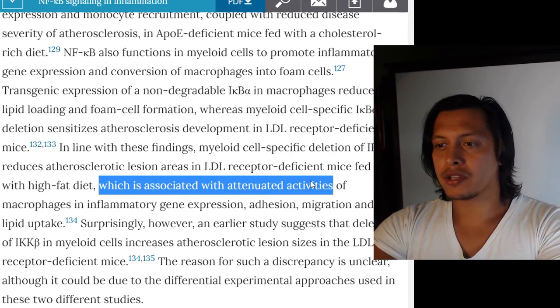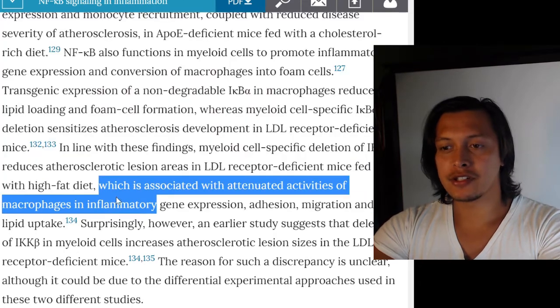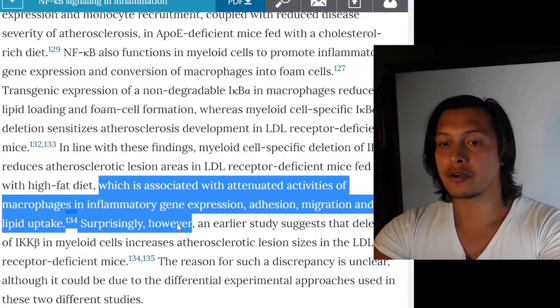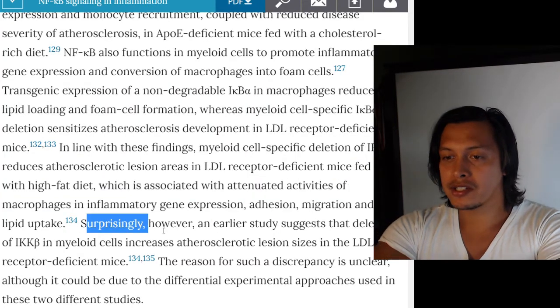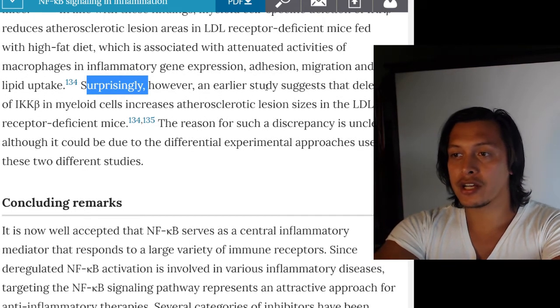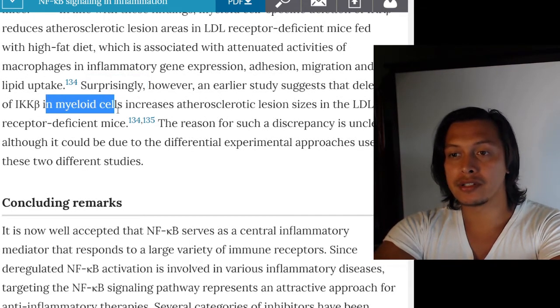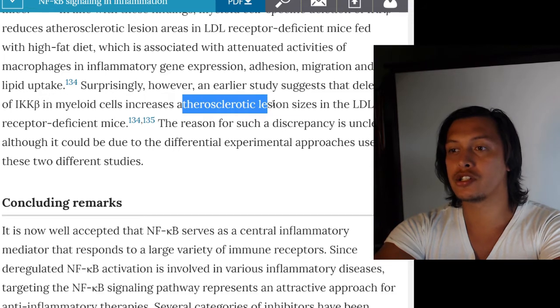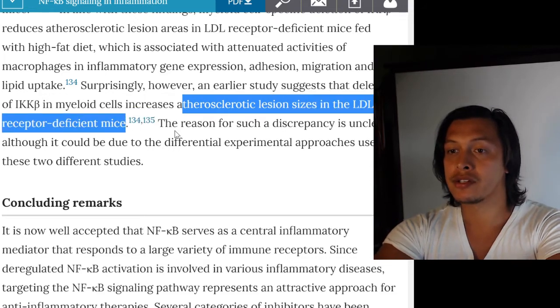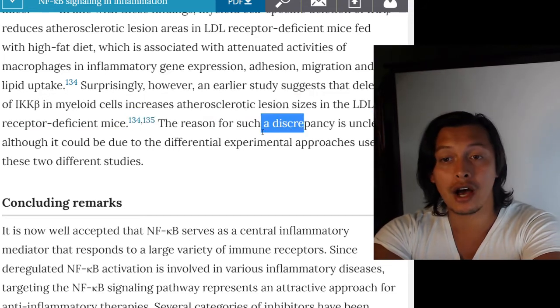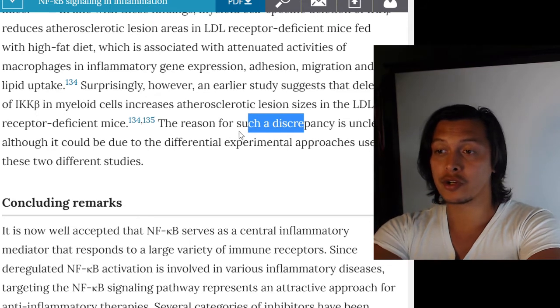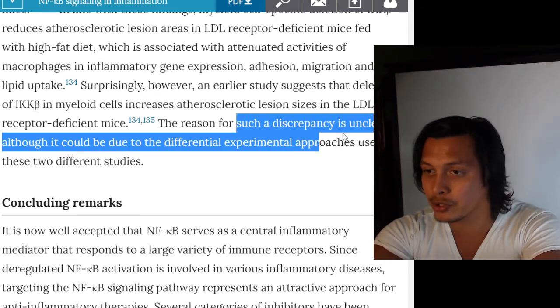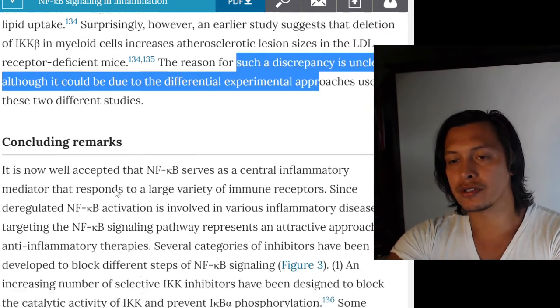This is associated with attenuated activities of macrophages in inflammatory gene expression, adhesion migration, and lipid uptake. Surprisingly, however, an earlier study suggests that deletion of IKK beta in myeloid cells increases atherosclerotic lesions in LDL receptor deficient mice. The reason for such discrepancy is unclear, although it could be due to differential experimental approaches used in these two different studies.